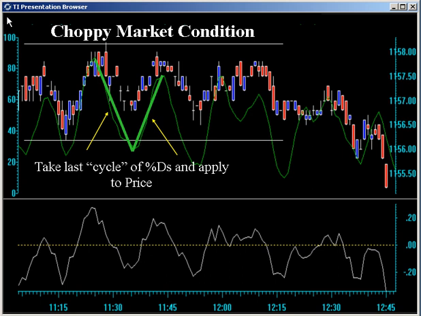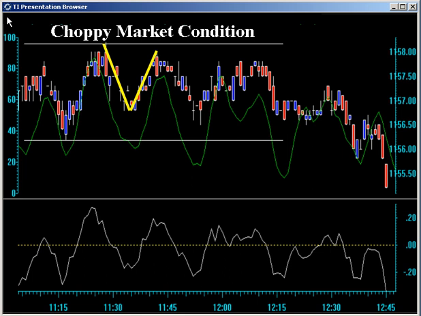To determine choppiness, we take the last cycle of the DS within the signal and apply it to price. That means, for the sell signal here, we will take the high, low, high of the DS and apply that to price. For this exercise, we're not restricted to using just the corresponding candles of the signal. We can use the noise candles if they occur, if they add to the volatility of the signal.